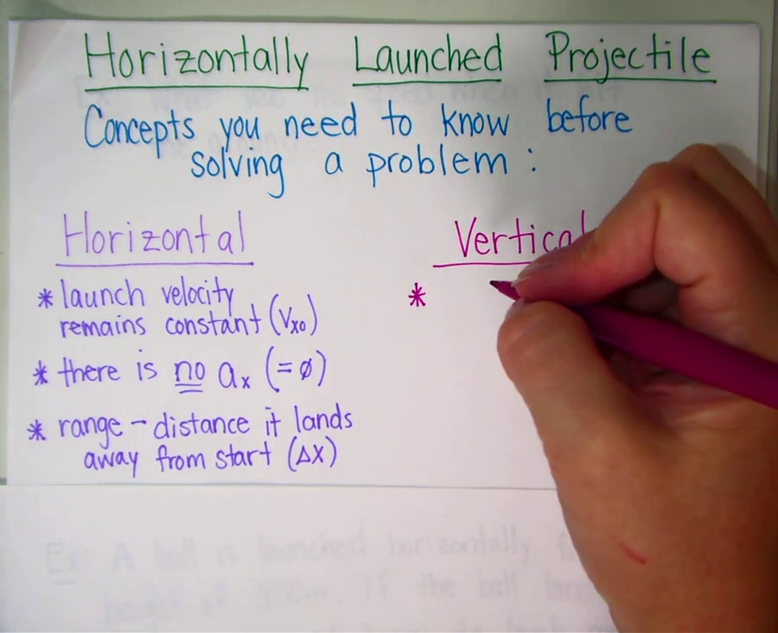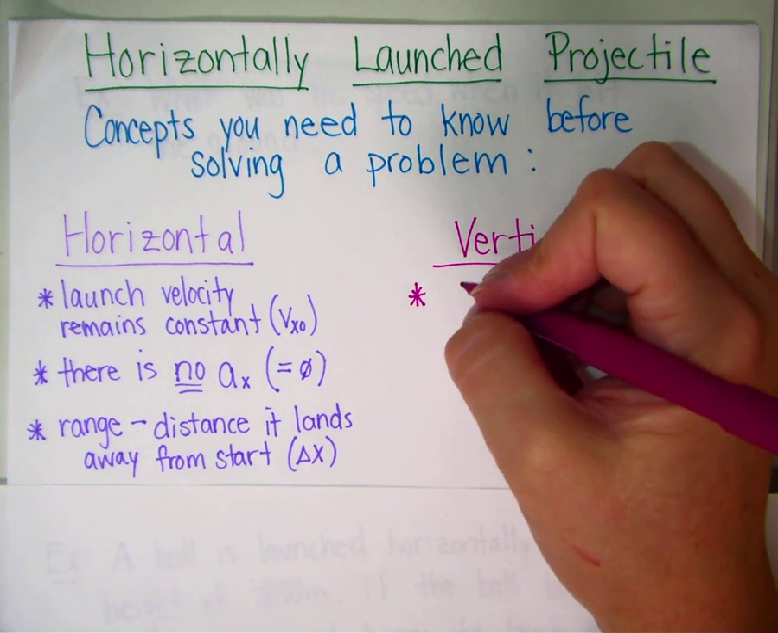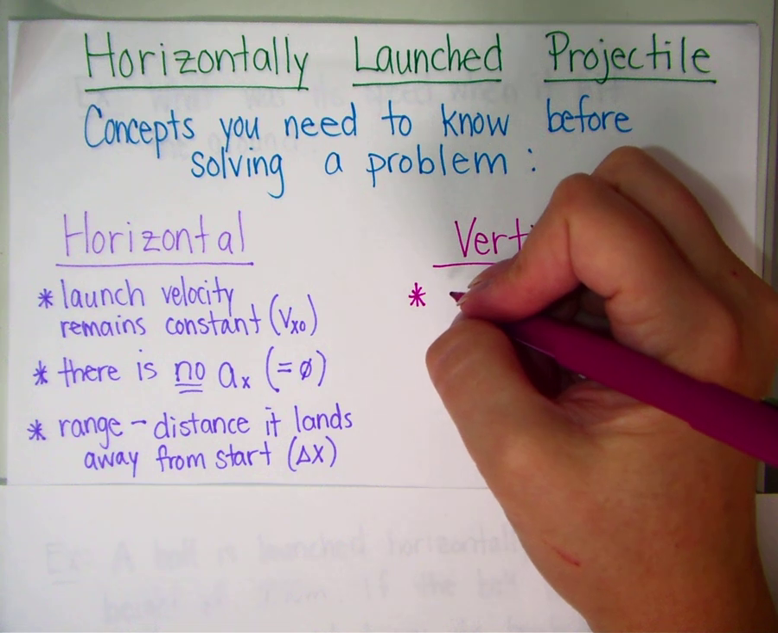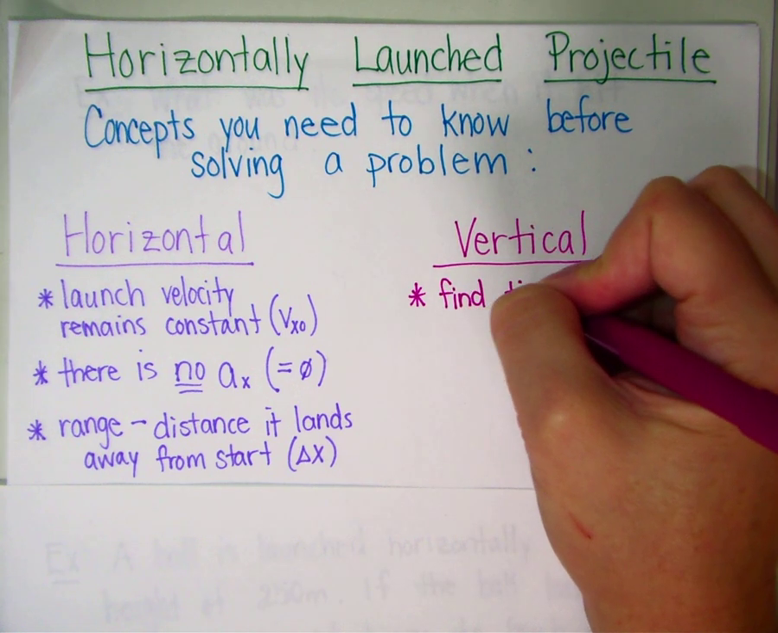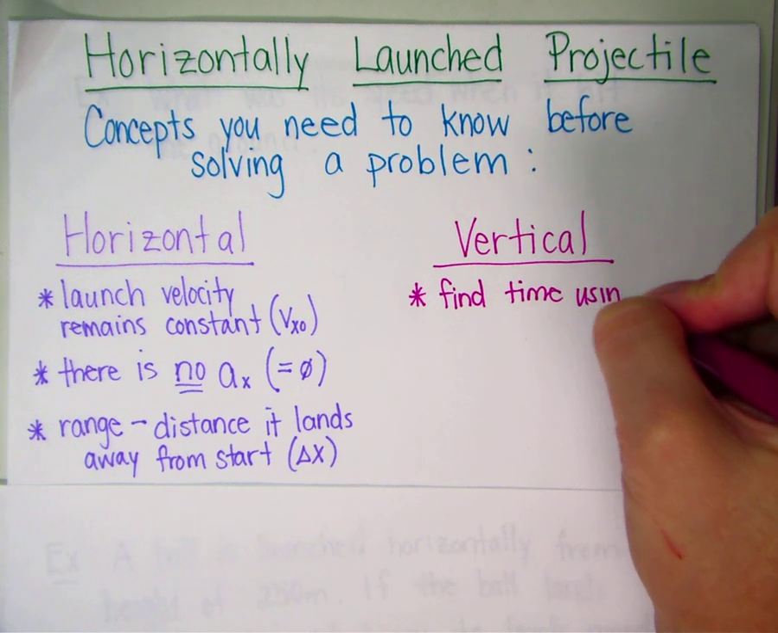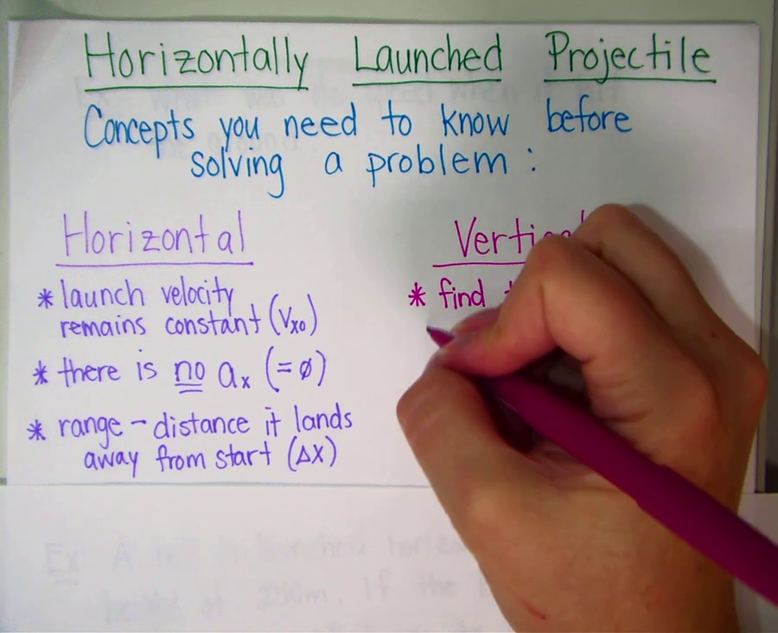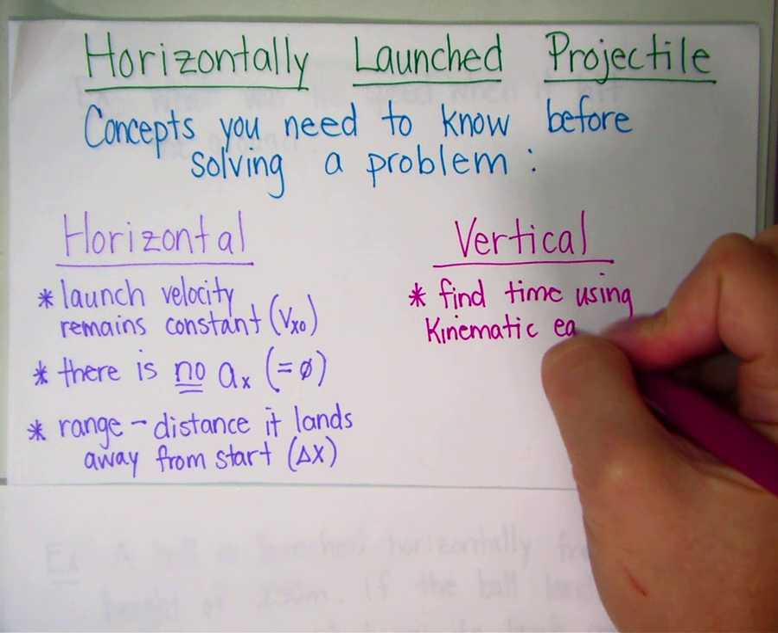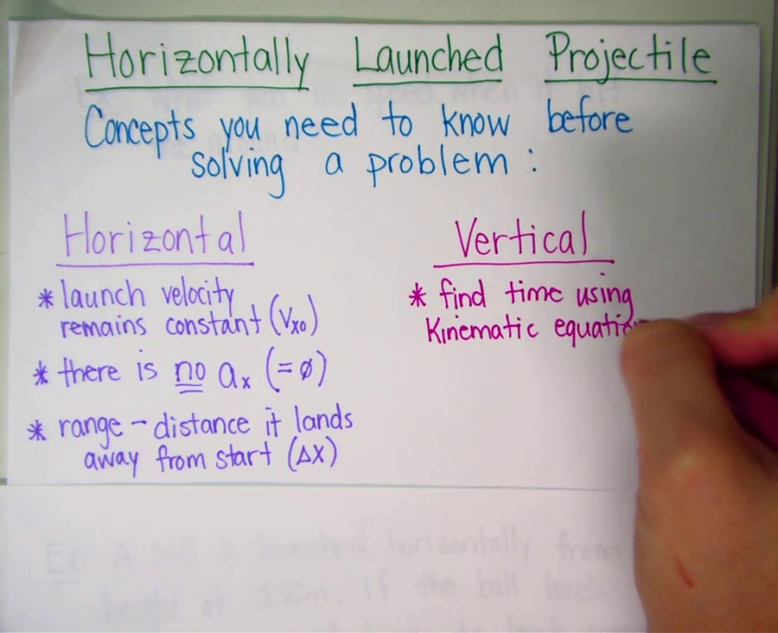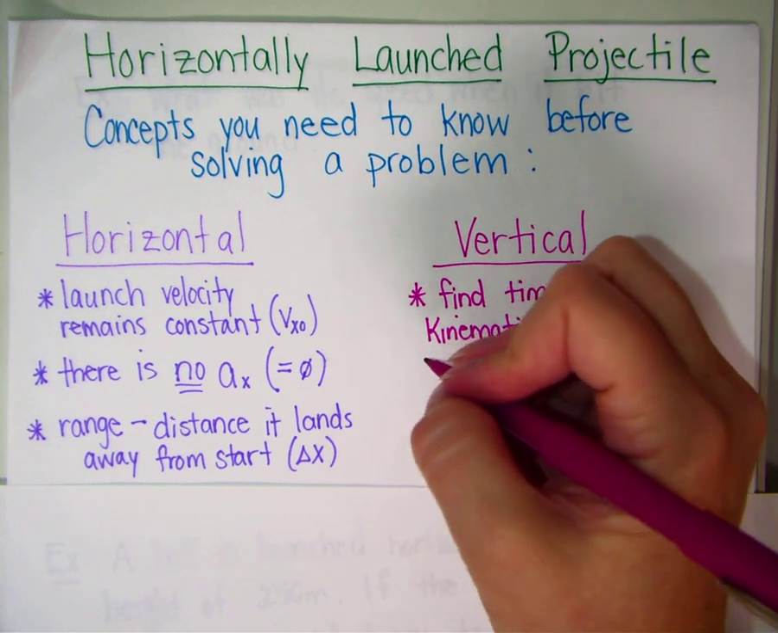When you're missing time, which in most cases you are, and you're usually going to have to find time first, you're going to use either equation 1 or equation 2. It's the same equation. And they're the kinematic equations. I'll show you an example of that in a minute.